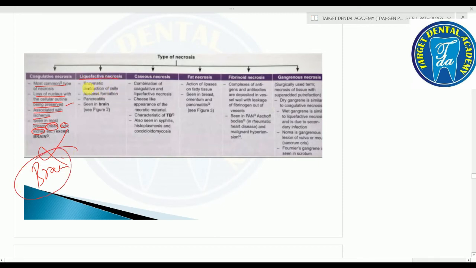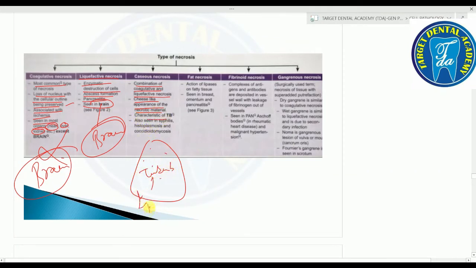The liquefactive necrosis is due to the enzymatic destruction of the cell. There is abscess formation, pancreatitis, and the liquefactive one is seen in the brain. While the caseous necrosis is the combination of the coagulative and the liquefactive necrosis. It has a cheese-like appearance of the necrotic material, characteristic of tuberculosis. Important point, MCQ. Tuberculosis. It is also seen in syphilis, histoplasmosis, and mycosis.